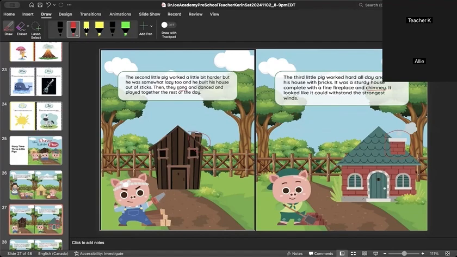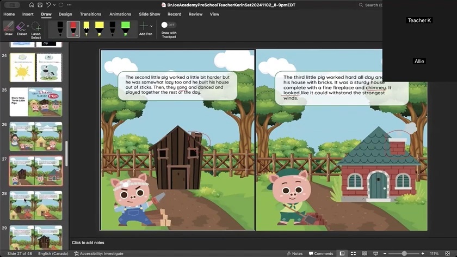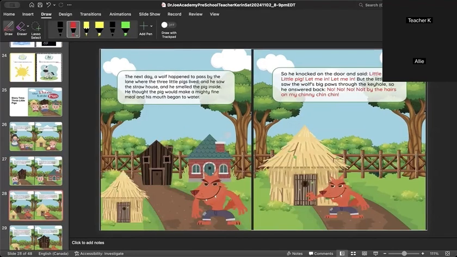It looks like it would withstand the strongest wind. Can you say, it looked like it would withstand the strongest wind? Perfect. Wonderful job. Going on to the next slide.